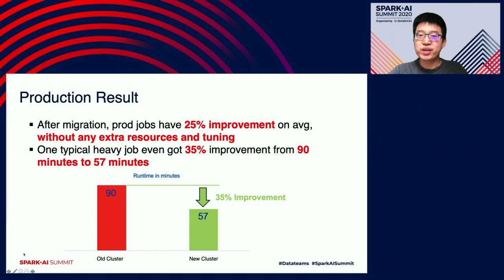Our jobs really loved the new cluster, especially the new EC2 instance type. Jobs have seen 25% runtime improvement on average. That's without any extra resource or tuning. One shuffle-heavy job even got 35% improvement, from 90 minutes down to 57 minutes. Out of all the cluster-wide improvements we have done, optimizing local disk I/O was definitely the biggest contributor.